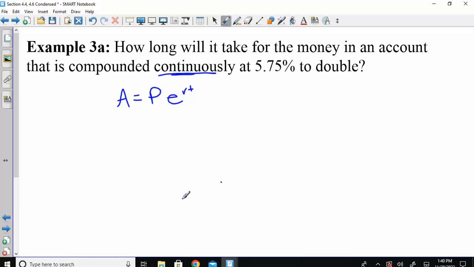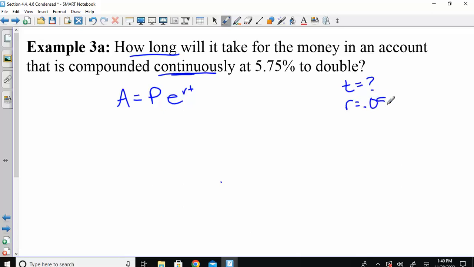Okay, how is this different than a lot of our other interest problems? Probably has a log in it or something. That's a great guess. What am I asking you to find this time? How long will it take? So we're looking for time.